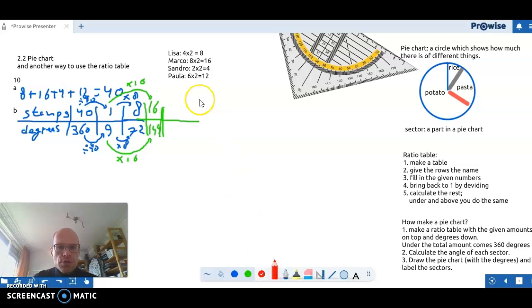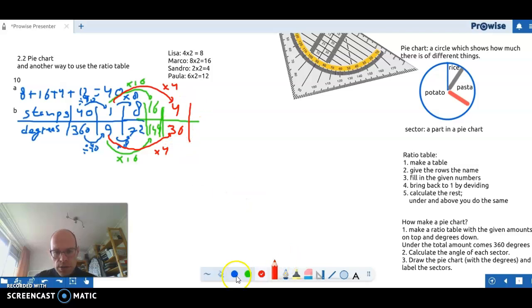And then in red, I'm going to do Sandro. Sandro has 4. If we go from 1 to 4, we need to multiply by 4, and then we need to multiply the top and bottom as well. So 9 multiplied by 4 is 36.